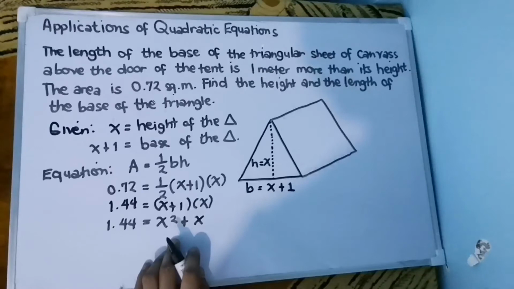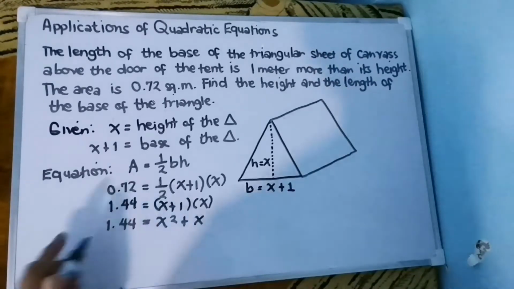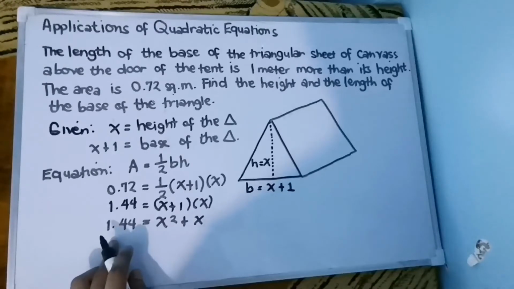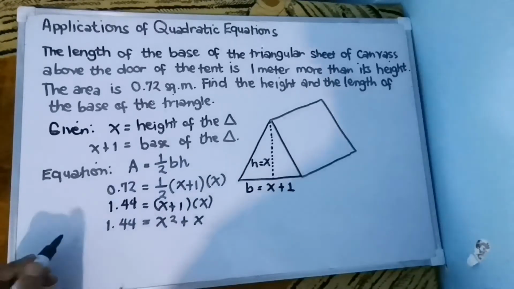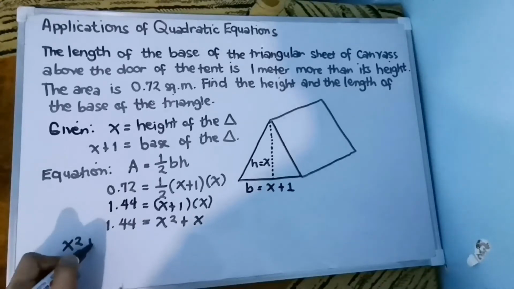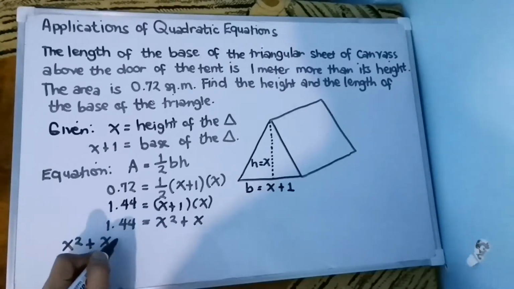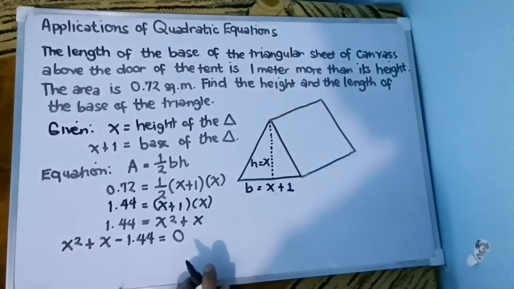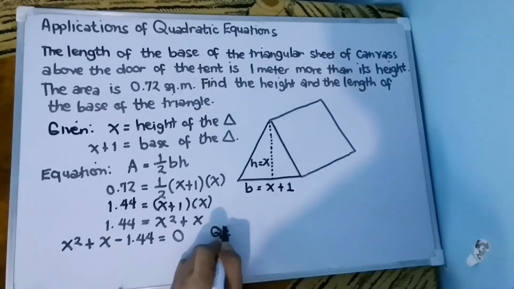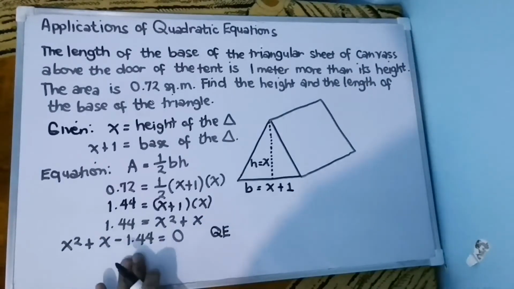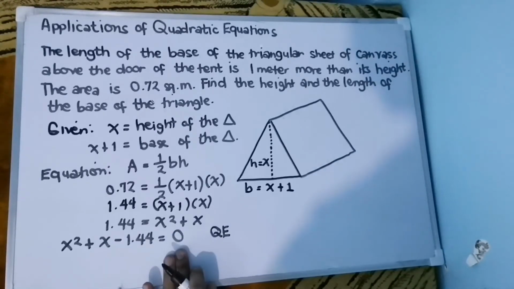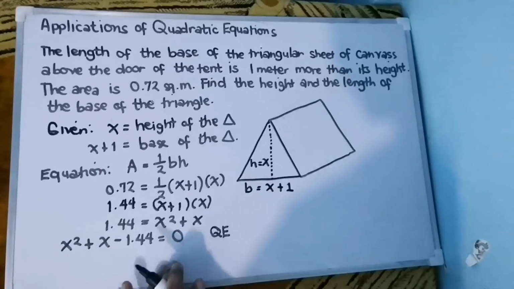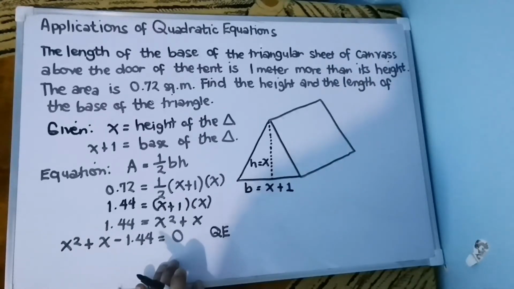Then let us write it in standard form. So ililipat lang natin yung negative 1.44 sa kabila. So that will become x squared plus x, and then negative 1.44 equals to 0. So ito na yung ating quadratic equation. So x squared plus x minus 1.44 equals to 0. So note that since 1.44 is negative, so therefore this is not a perfect square trinomial. So gagamit tayo dito ng quadratic formula.